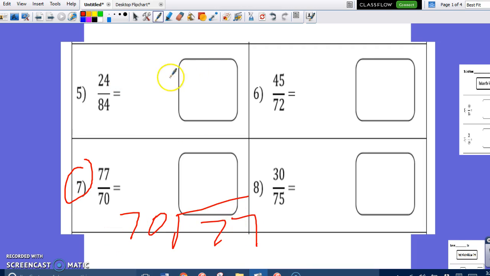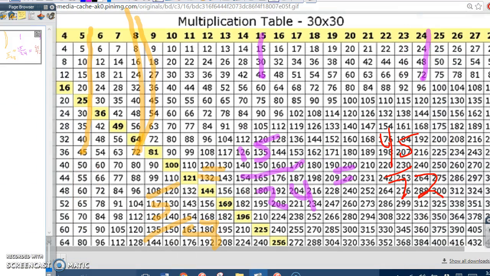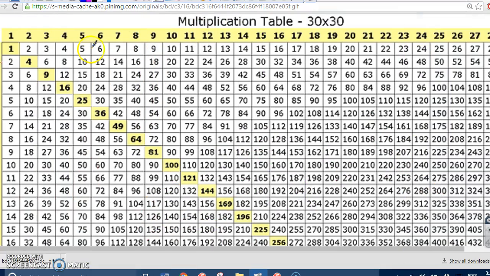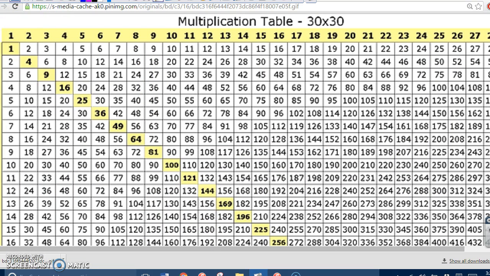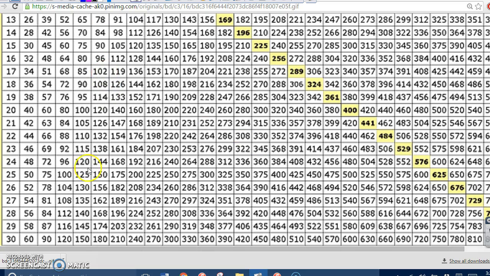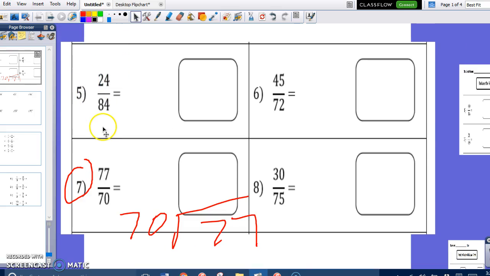But let's say that you didn't know, or you just didn't recognize that, just in case. So look for how many times 70 is going to go in 77. Some of you, I know, are going to get that chart out, and you're going to look, and then you're going to get mad at me because there's no 70 on the chart, Mrs. Hart. No, there's not.